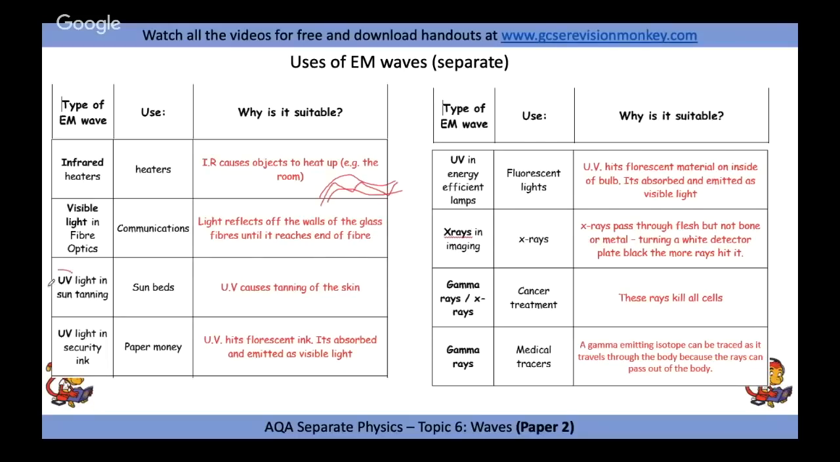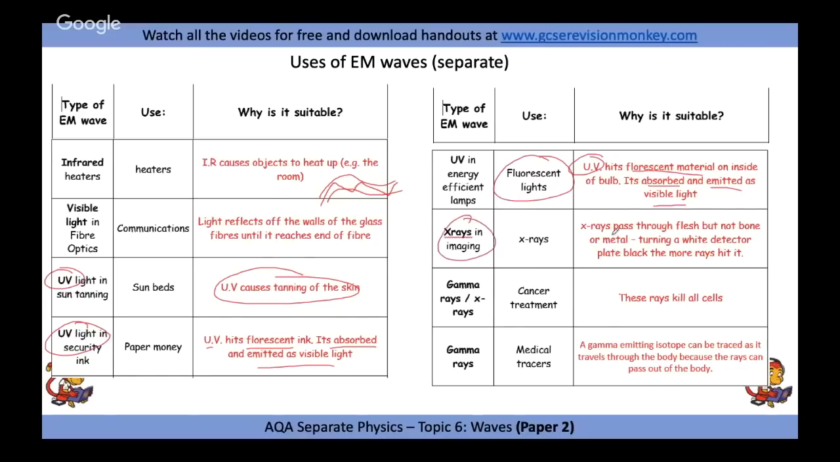So UV tanning and sun tanning, UV light in sun tanning, why can we use this? Well, literally because UV tans the skin. UV light in security ink, well, UV hits fluorescent ink, which you can't normally see. It's absorbed and it's emitted as visible light, so it kind of makes it glow. We use UV in fluorescent lights because there's UV that hits a fluorescent material on the inside of the bulb, gets absorbed, and then emitted as visible light.